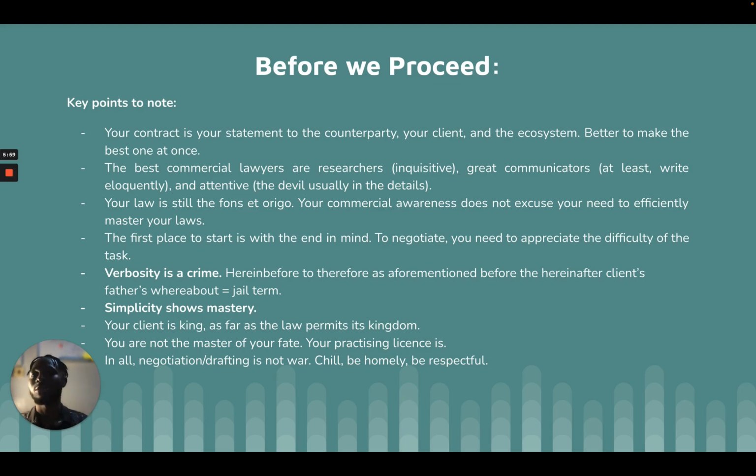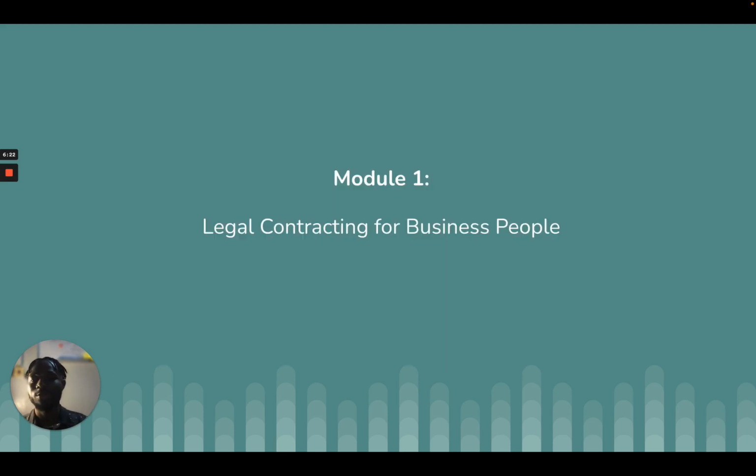So again, lastly, and this is very important, negotiation is not war, right? You don't need to show off really. You only need to know what your law is saying, what your client wants, what the law permits, and all of that, and then you stick with it. You can be very creative about how you go about it, but you don't need to fight. So let's chill, be homely, and be as respectful as possible.